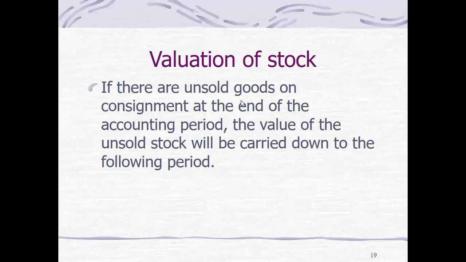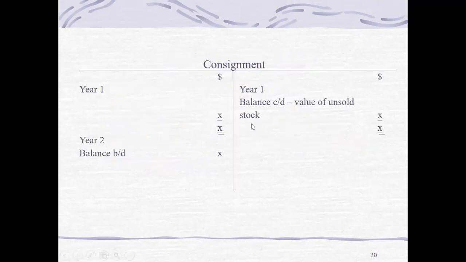If there are any unsold goods on consignment at the end of the accounting period, then the value of such unsold stock will be carried down to the following period. This means that the ending inventory of consigned goods at the end of the current accounting period will become the beginning balance for the next accounting period. You can see this on the next slide for the T account, in which the ending balance of year one unsold stocks for the consigned goods will be the beginning balance for year two.